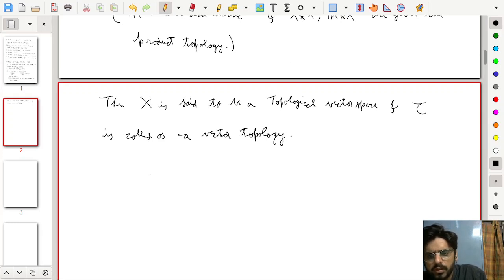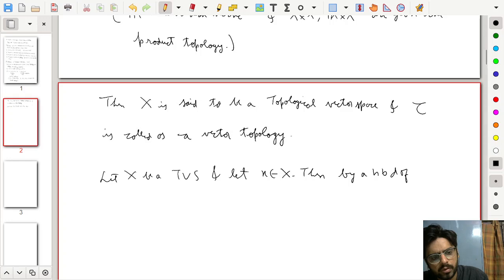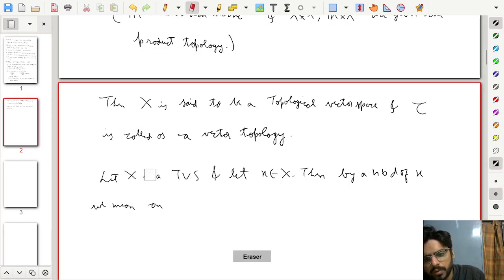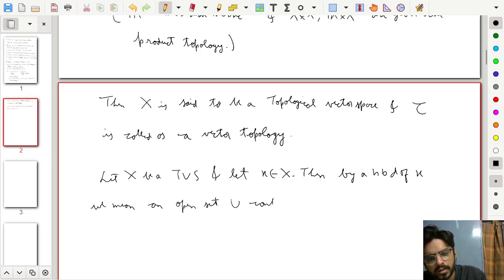So by a neighborhood of a TVS, okay, before that, let X be a TVS and let x belong to X. Then by a neighborhood of x, we mean an open set U containing x. Okay.